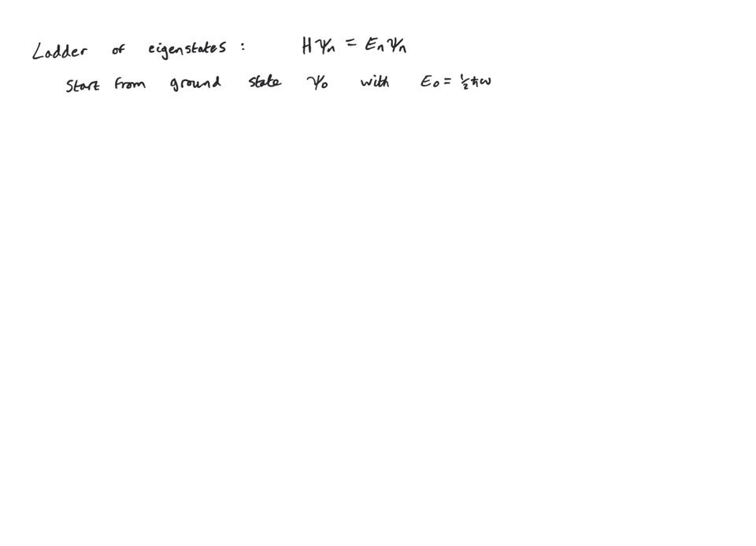So we can generate a ladder of eigenstates satisfying the Schrödinger equation H psi n is equal to En psi n, and we start from the ground state psi0 with corresponding ground state energy E0 equals a half h bar omega. We can then generate the new eigenstates simply by acting on a given eigenstate with the A plus or A minus operators. This generates us a ladder. We showed that when we act on a given wave function, let's call it psi n, with A plus, we generate a new eigenstate. We also showed that when we take a given eigenstate psi n and act on it with A minus, we get an eigenstate back.